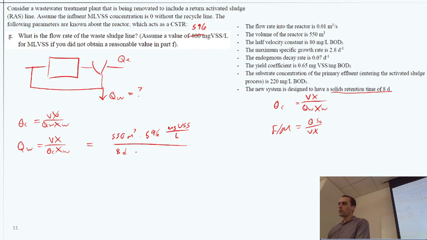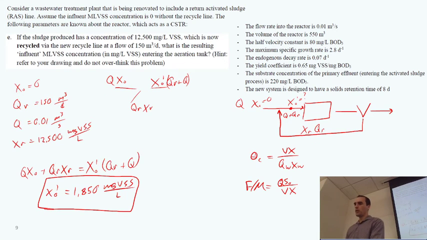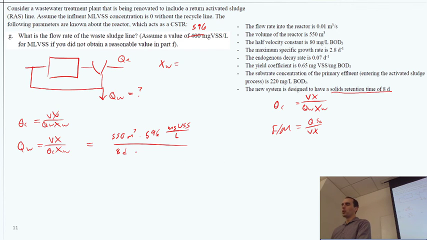Okay, and the XW was actually given in a previous part of the problem. If we take a look here, the sludge concentration produced has a concentration of 12,500 milligrams per liter. So probably should have referenced this in the actual problem there for you, but this was kind of part of the system, described as the amount produced in the recycle line once it's now recycled. So we'll go ahead and use that here.